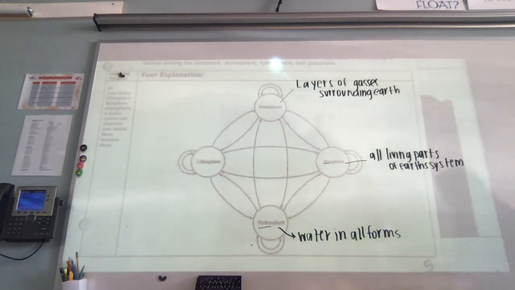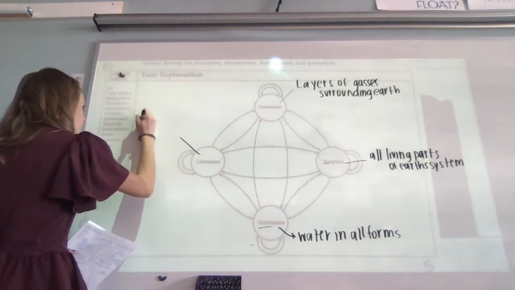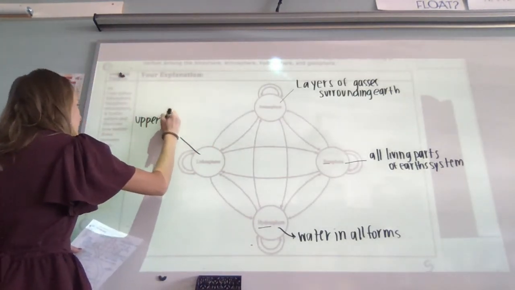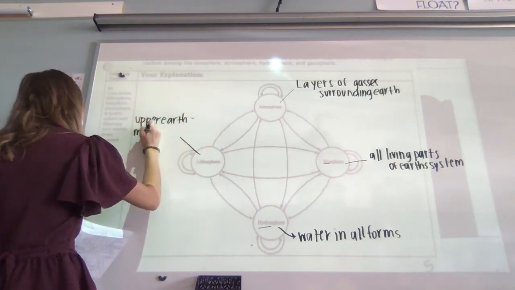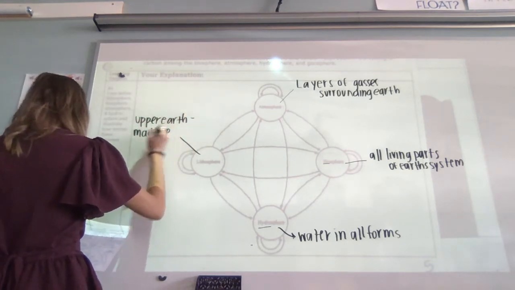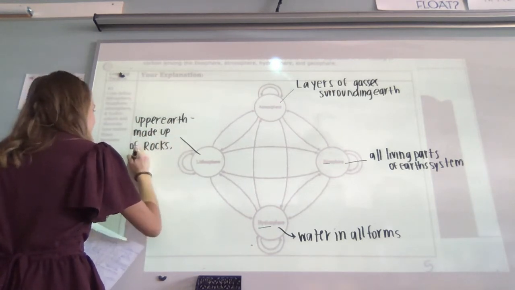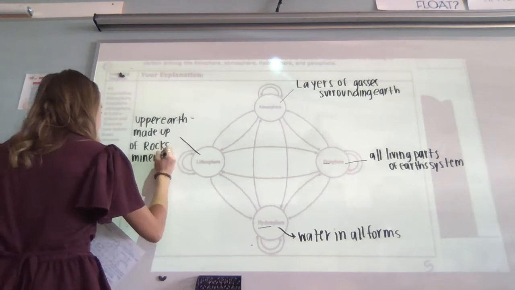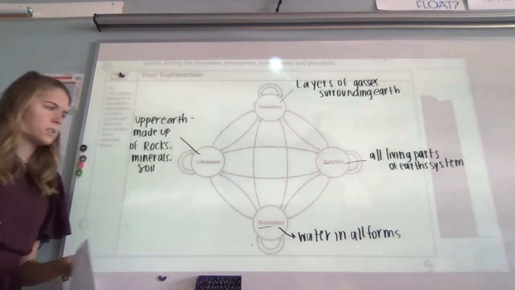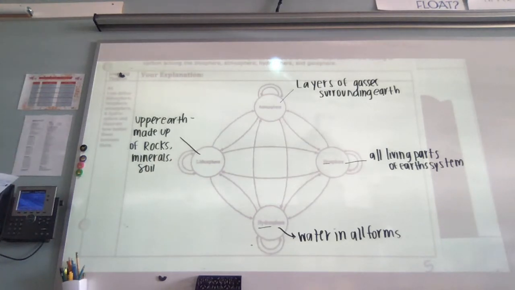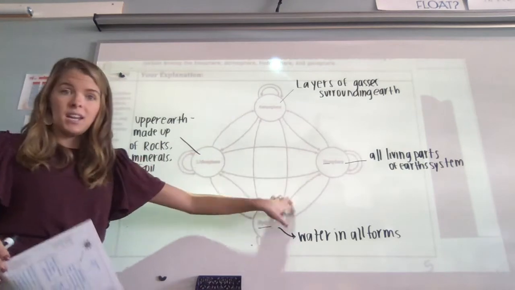Lithosphere is the upper Earth sphere, so it's our rocks, our minerals, our soil. So everything that's on the Earth that's not living. Okay? And we're going to talk about how each of these spheres can interrelate.